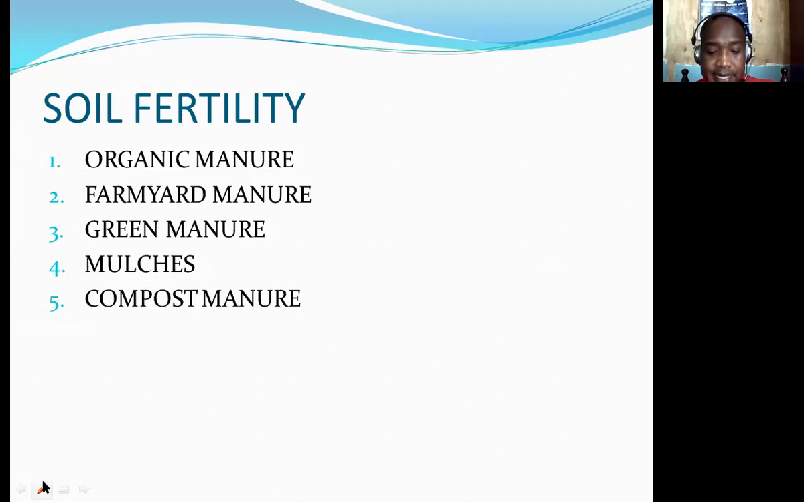Two, green manure. It is made by cutting or chopping green plants and plowing them into the soil. Green manure also takes the longest time to release nutrients to the soil.